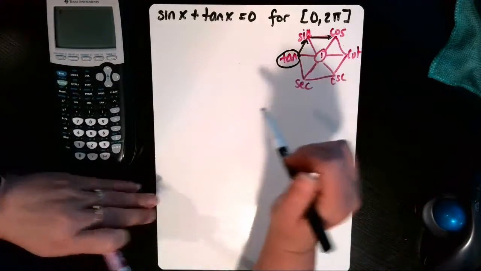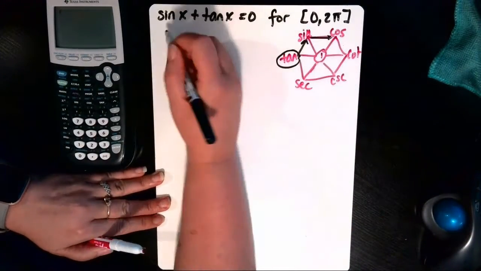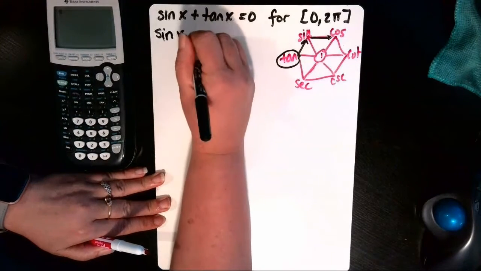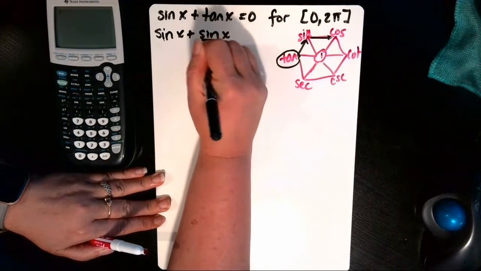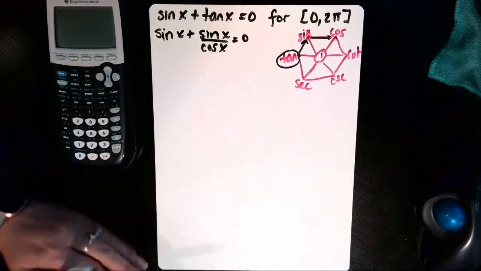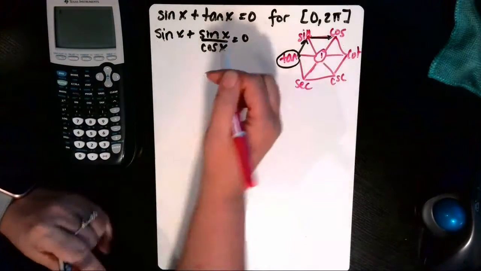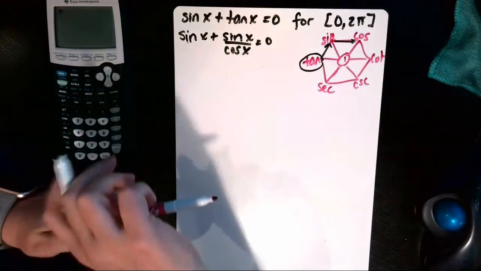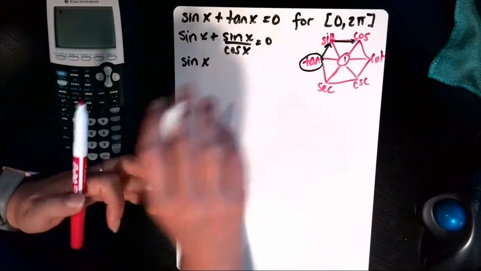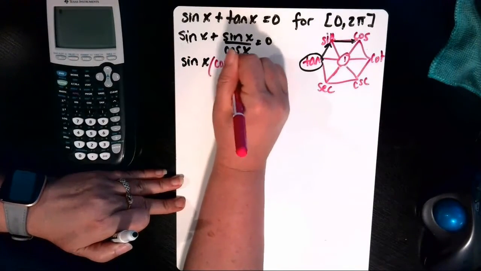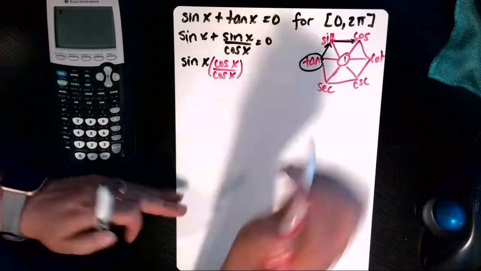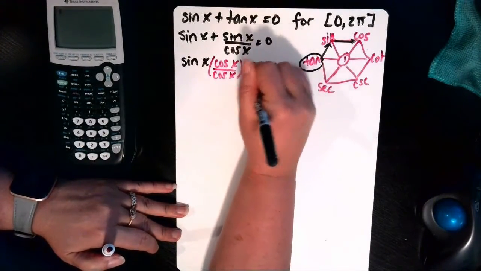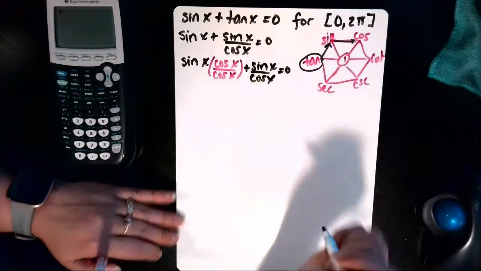So we're going to start by using that quotient identity and rewrite this equation as sine of x plus sine of x over cosine of x is equal to 0. Okay, now in order to combine these, we're going to need a common denominator. So I'm going to multiply the sine of x in this first term by cosine of x over cosine of x because that doesn't change its value since we're multiplying by 1. And then that's plus sine of x over cosine of x equals 0.